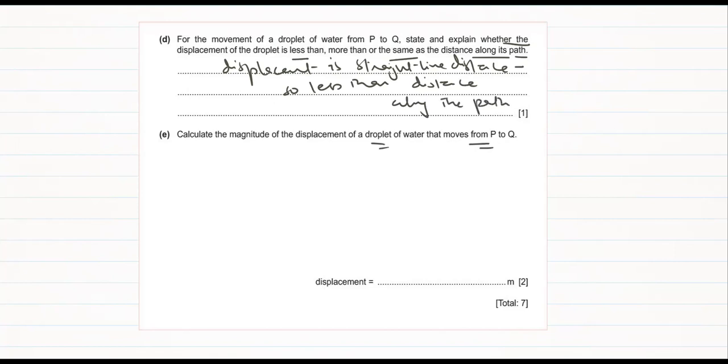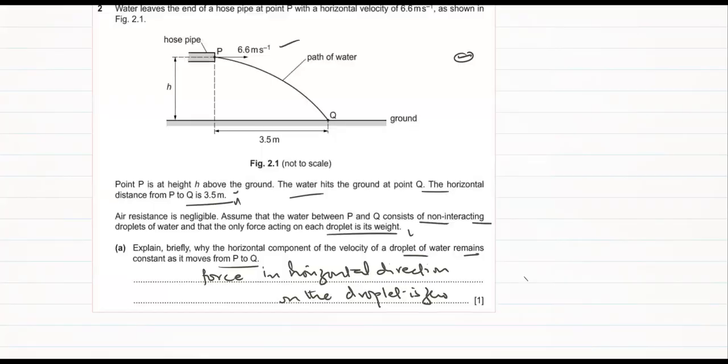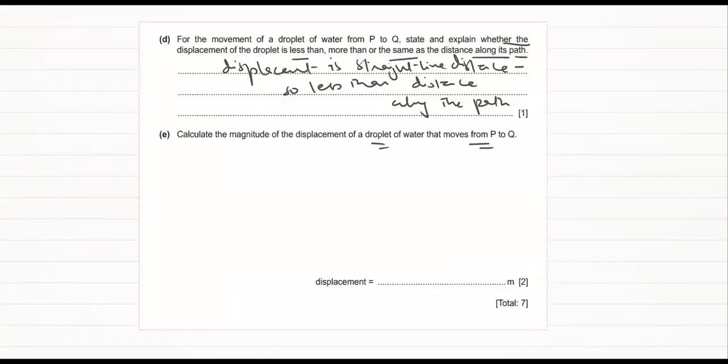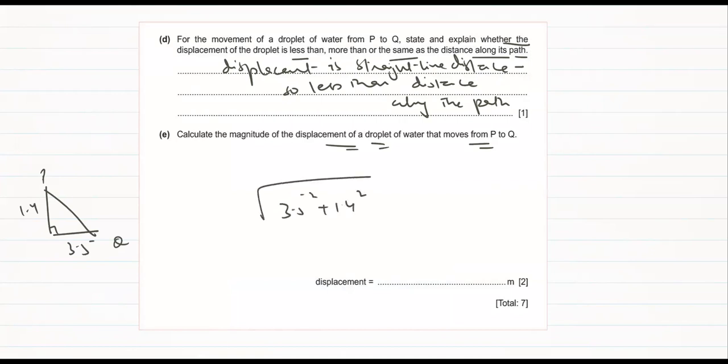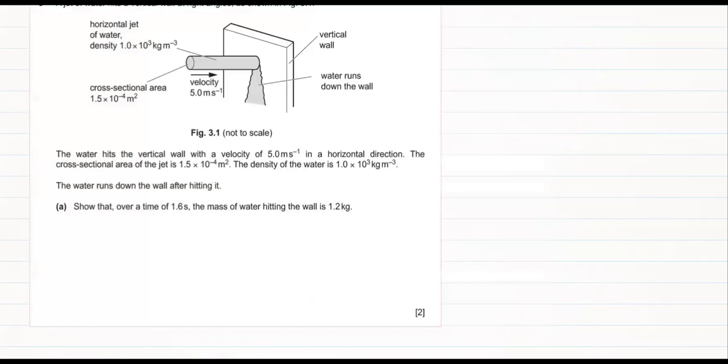Calculate the magnitude of the displacement of a droplet of water that moves from P to Q. Since it's a straight line, we have to find this. We found the height as 1.4, and the horizontal distance is 3.5. So the square root of 3.5 squared plus 1.4 squared gives a displacement of 3.8.